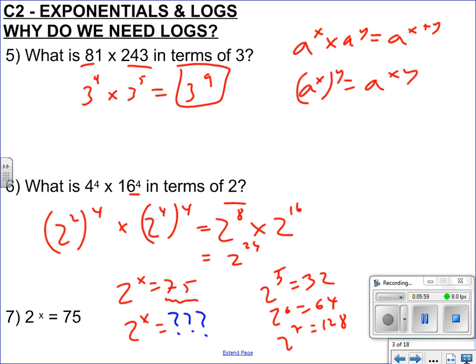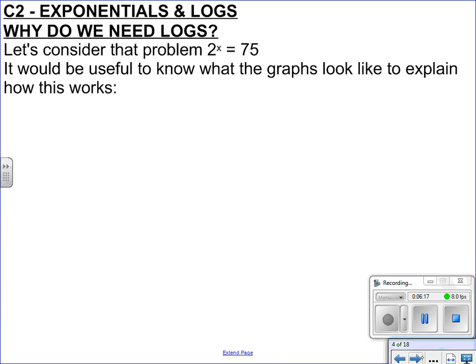And that is where the exponential and the log functions come in. We need to do something extra. Before, we could make it obvious in terms of bases and integers, but then we've got things which aren't integers. You know that x needs to be between 6 and 7. But what is it? And that's where logs and exponentials come in.